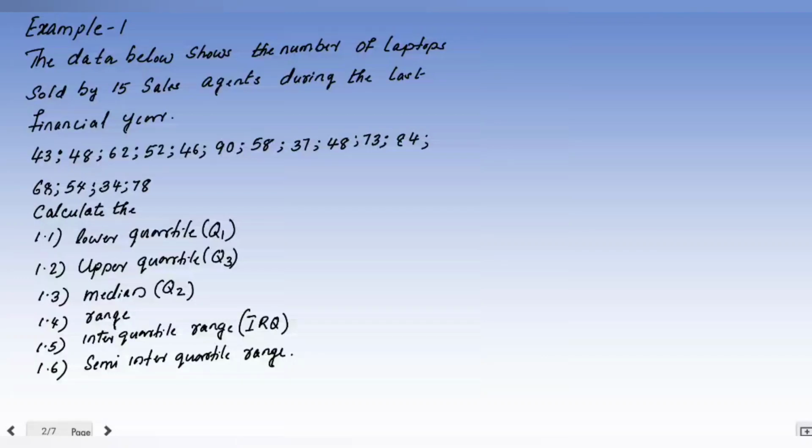The data below shows the number of laptops sold by 15 sales agents during the last financial year. So the number of laptops are given: 43, 48, 62, 52, 46, 90, 58, 37, 48, 73, 84, 68, 54, 34, 78. So 15 sales agents, the number of laptops are given. What we are going to calculate first is the lower quartile, which is the same as Q1.